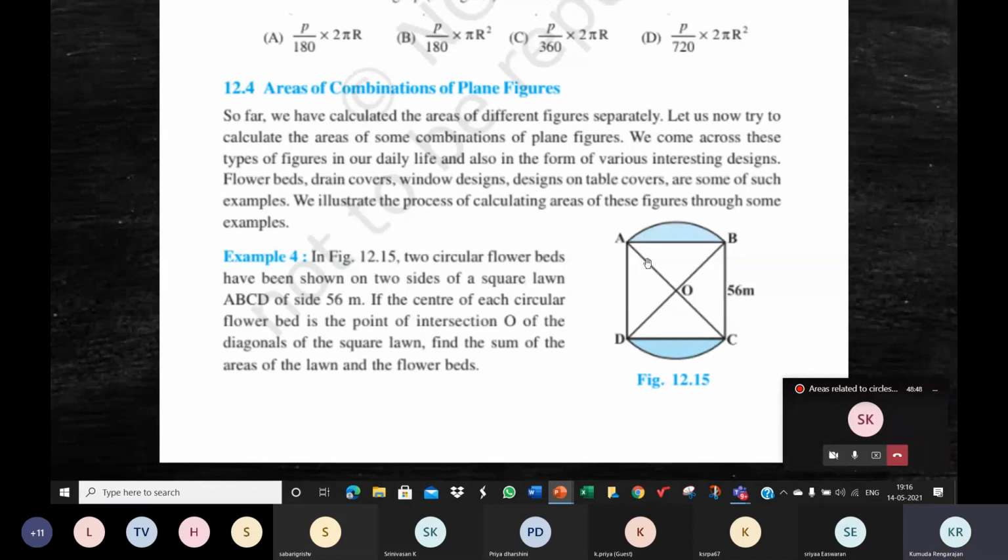Now, area of quadrant minus area of triangle will give you the area of the circular flower bed. We're doing it like this because in case they ask you to find the area of the circular flower bed separately, then also you should know how to do it. We'll also do this in another way.